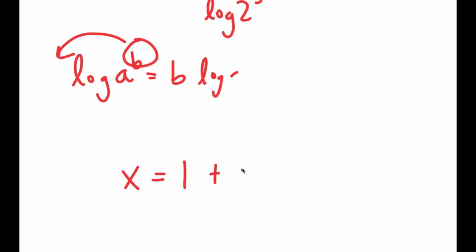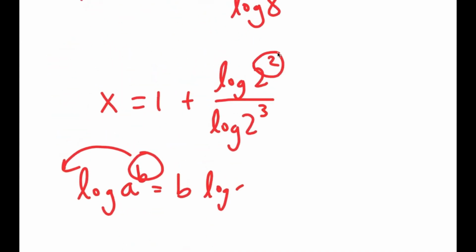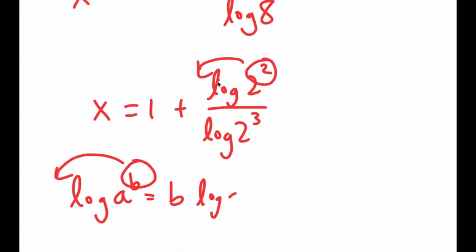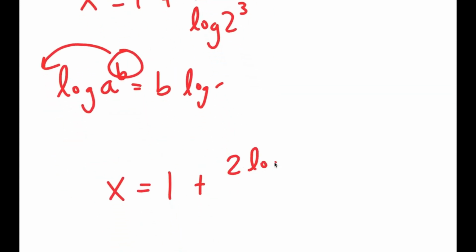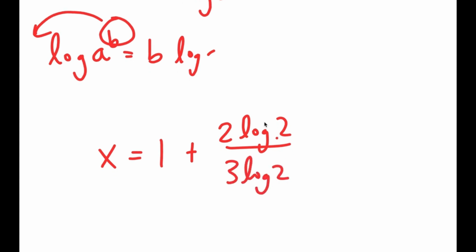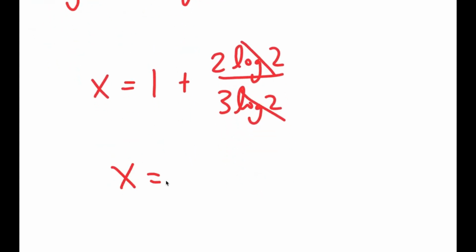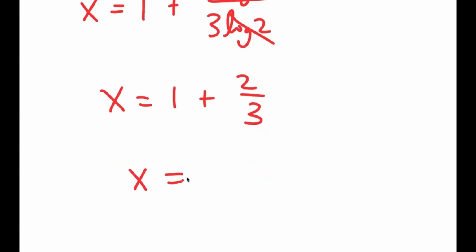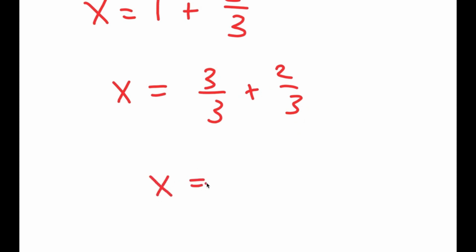So I get x is equal to 1 plus, I can move the 2 to the front, so 2 times log 2, over the same thing with 3, so 3 times log 2. So now these two cancel out, and I get x is equal to 1 plus 2 over 3, which is equal to, 1 is the same thing as 3 over 3, so 3 over 3 plus 2 over 3, which is 5 over 3. So x is 5 over 3.